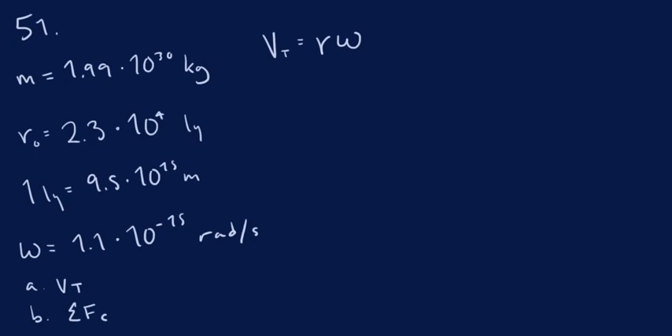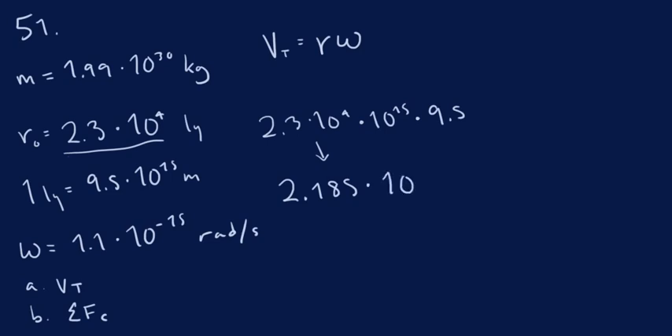So r is this many light years, except we want this to be in meters. So we need to take 2.3 times 10 to the 4th light years, and since 1 light year equals 9.5 times 10 to the 15th meters, we need to multiply those two together. I'm just writing this out of order, but it's the same thing. Okay, so when we do that, we end up with a really big number, 2.185 times 10 to the 20th. That's really big.